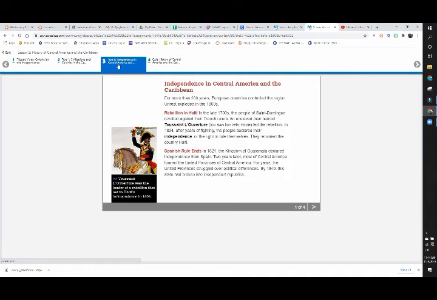All right, so we're moving on to the independence. This part is going to be on the test, the rebellion of Haiti. In the late 1700s, the people of Saint Dominique revolted against their French rulers. You're going to need to know that Haiti was controlled by France. France controlled Haiti. Just put Haiti and France together and you'll find the answer pretty easily on the test.